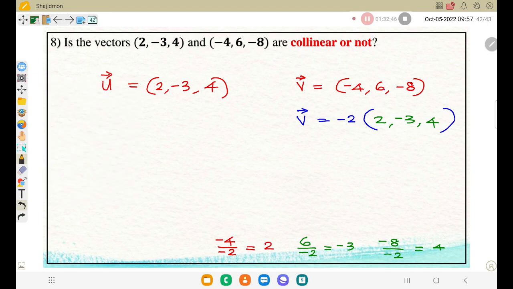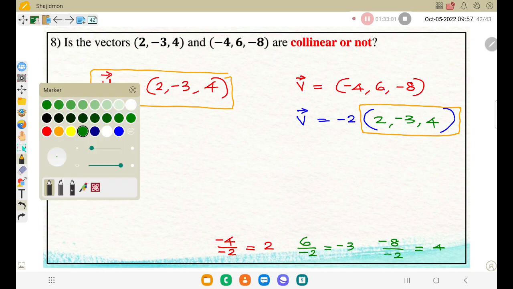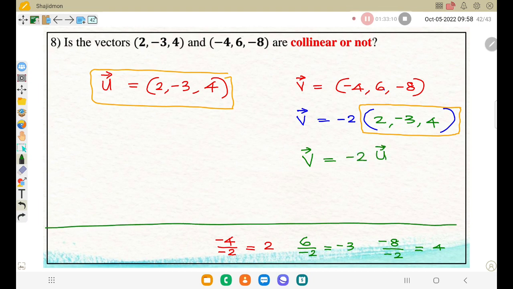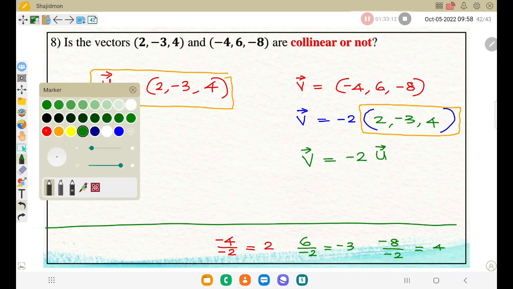Minus 2 multiply 2, minus 4. Minus 2 multiply minus 3, 6. Minus 2 multiply 4, minus 8. Now you can see what this actually is. Vector 2, minus 3, 4. What is vector 2, minus 3, 4? It is vector u. Correct? So what can we write? Vector v equals minus 2 multiply vector u. Yes or no? Because that vector 2, minus 3, 4 means vector u.